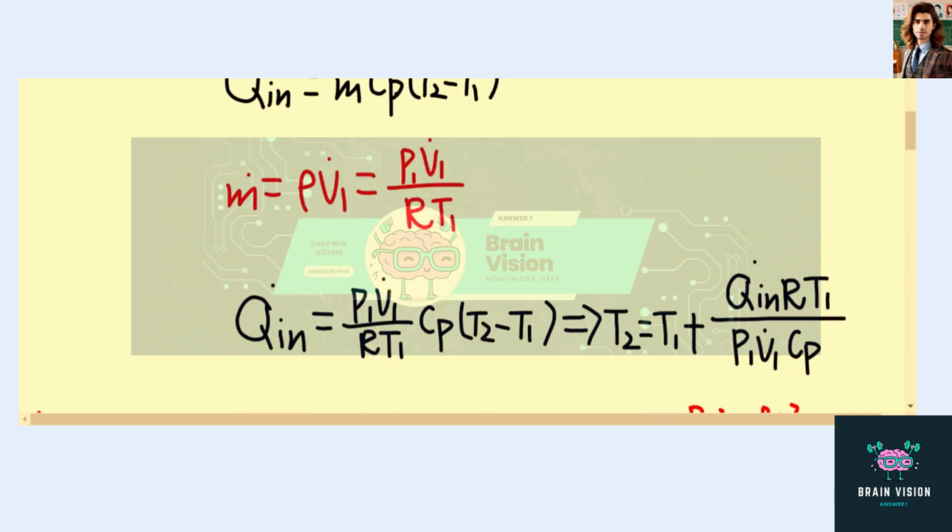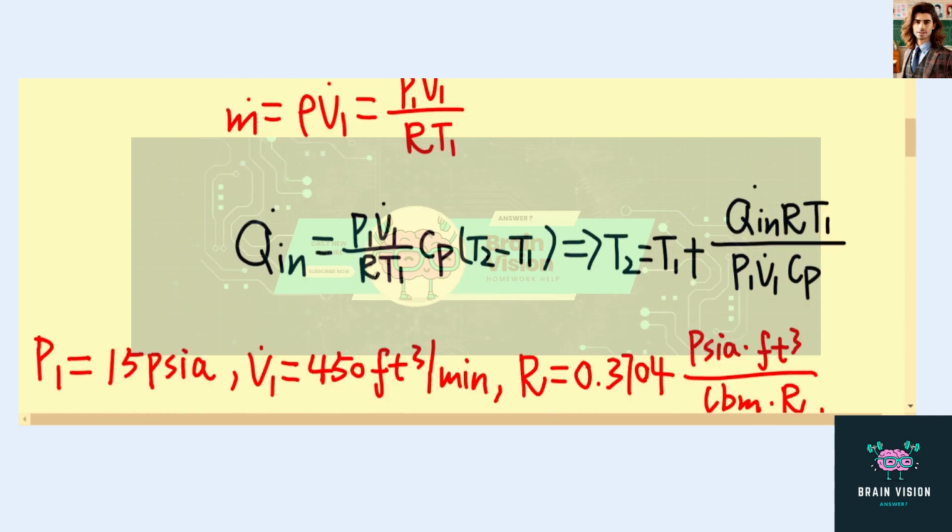So eventually we have Q dot in is equal to P1 times V1 dot over R T1 times Cp, and then times T2 minus T1. So therefore T2, which is the exit temperature, can be equal to T1 plus Q dot in times R times T1 over P1 times V1 dot times Cp.